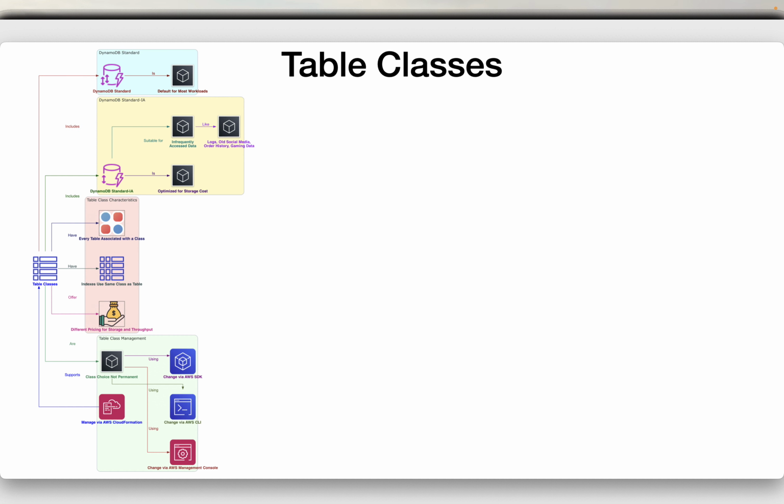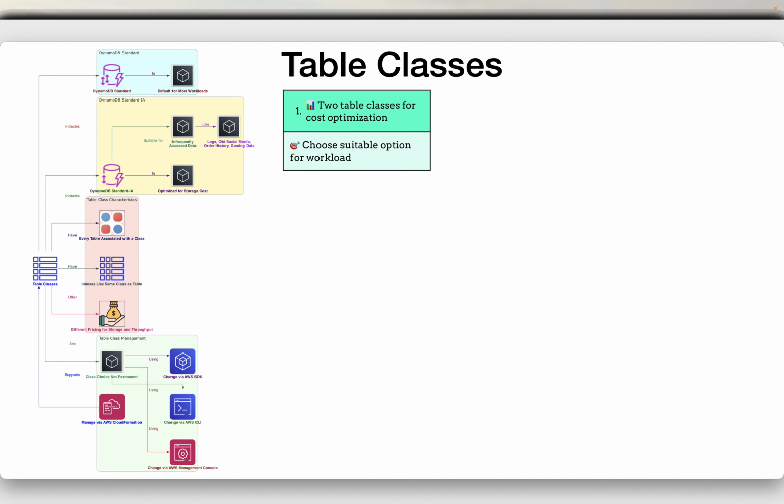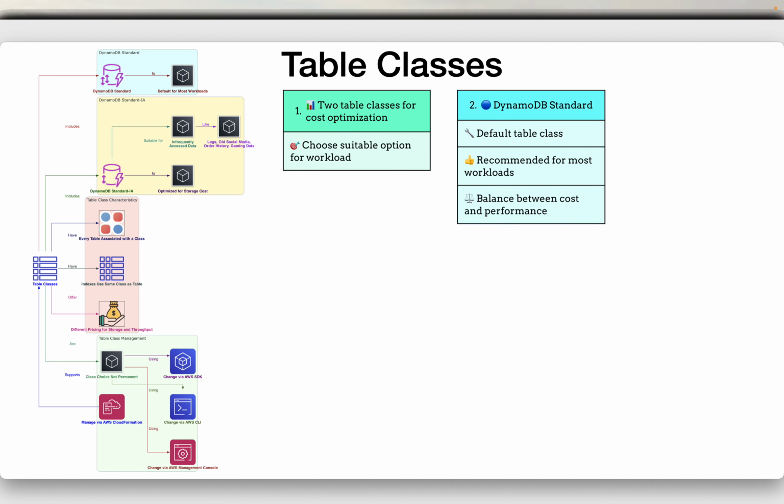Okay, next is DynamoDB table classes. DynamoDB offers two table classes designed to help you optimize for cost, allowing you to choose the most suitable option for your workload. First one, the DynamoDB Standard table class, which is the default and is recommended for the vast majority of workloads, which provides a balance between cost and performance.